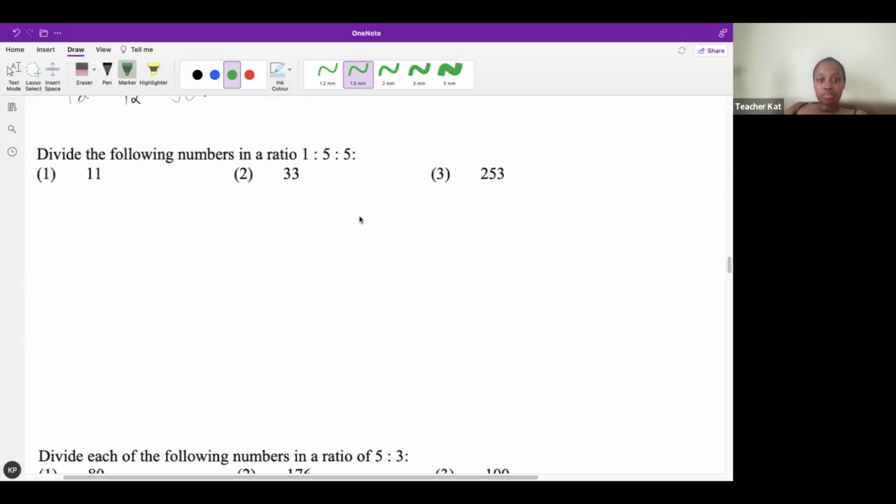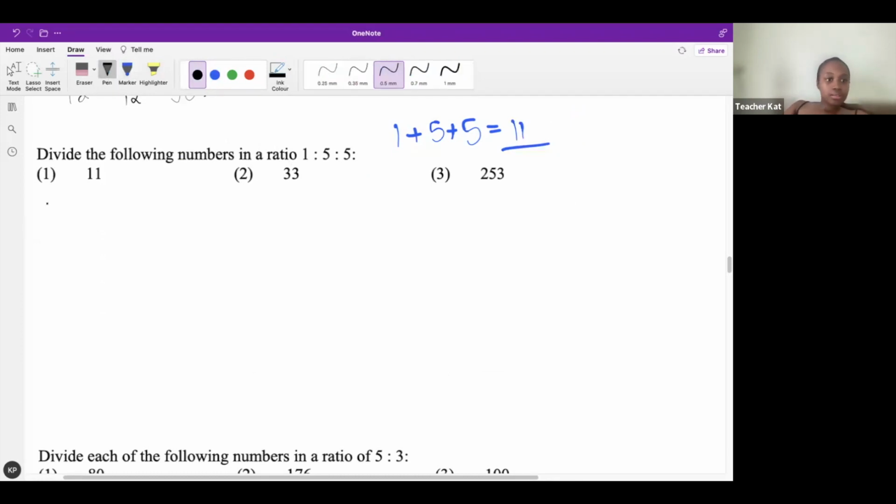Next one, we're doing the same thing. Divide the following numbers in the ratio 1 to 5 to 5. All right, step 1 is we're going to add this. That's step 1 for all of the questions. So I'm going to add it up here. 1 plus 5 plus 5, and that gives me how much? 11. So in total, we know we have 11 parts, right?